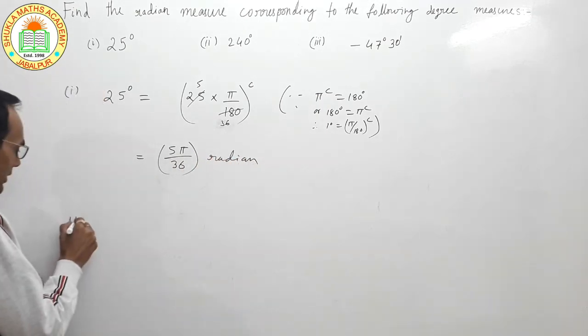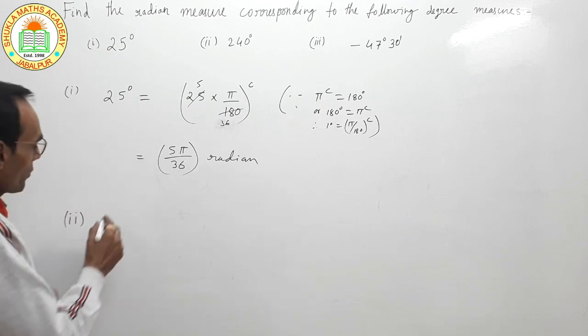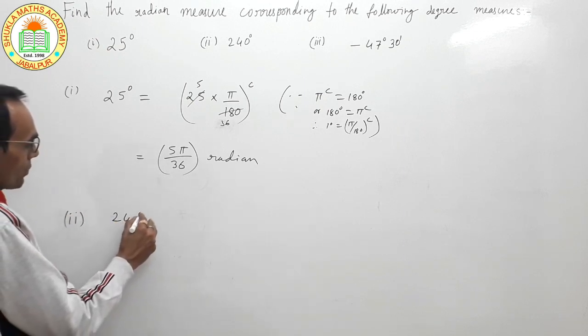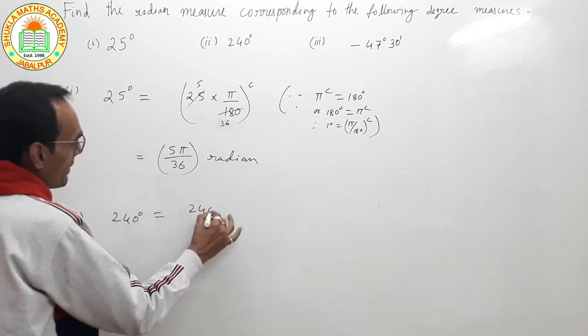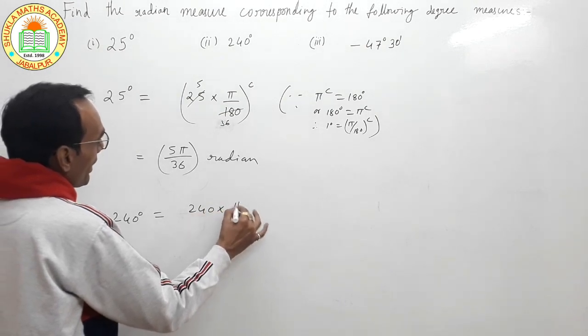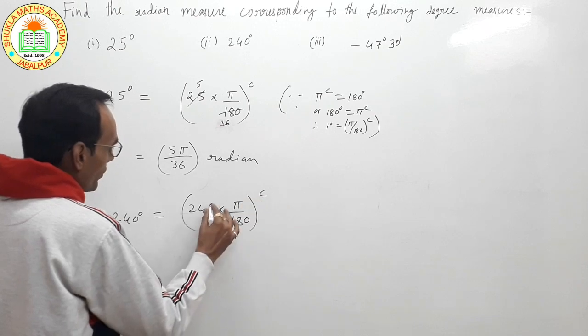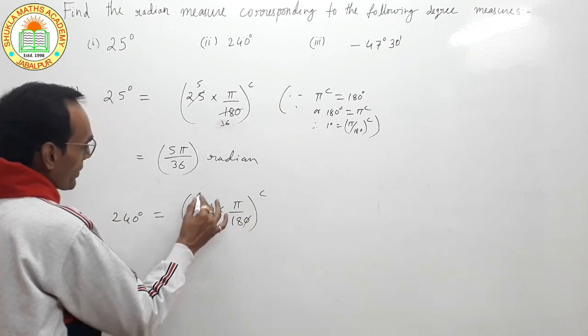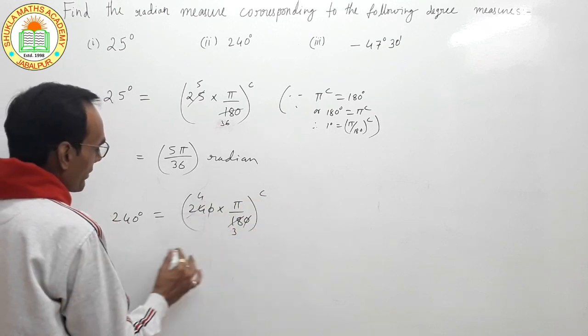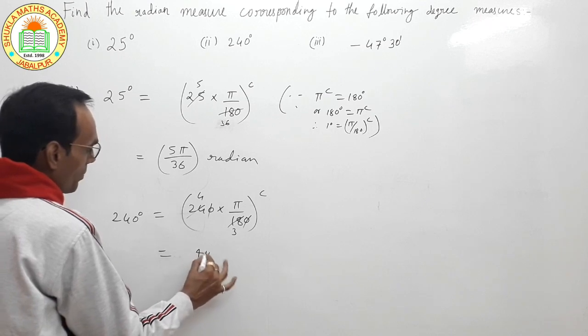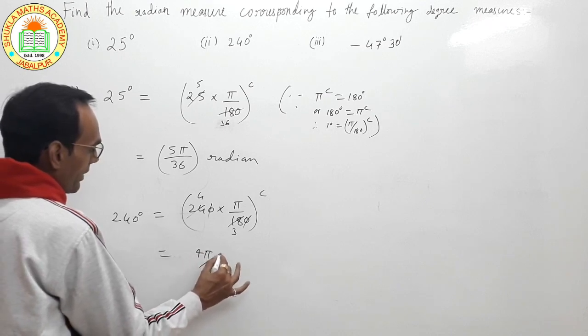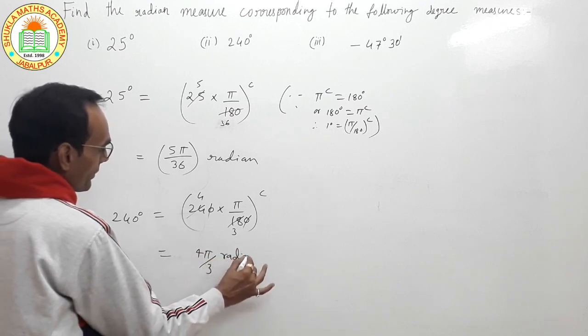And now similarly we can convert the second one, that is 240 degree. So we multiply 240 degree by pi by 180, so it is in radian, and 0 will be cancelled by 0, and 6 fours are 24, 6 threes are 18, so this is 4 pi by 3 in radian.